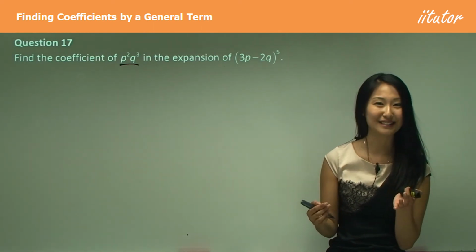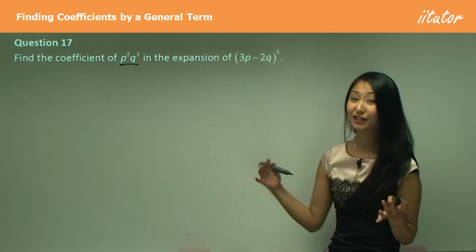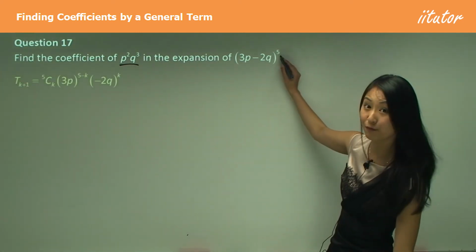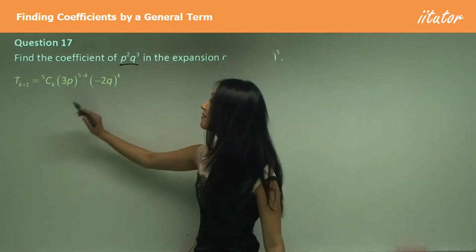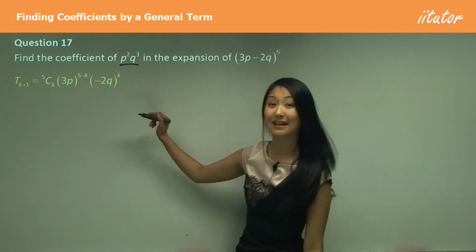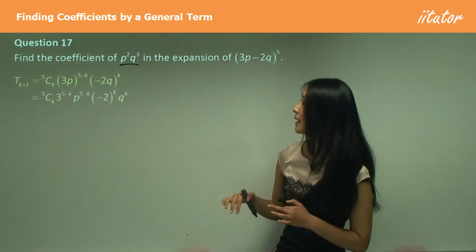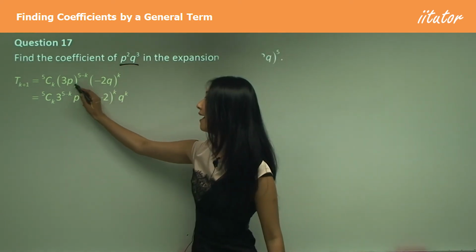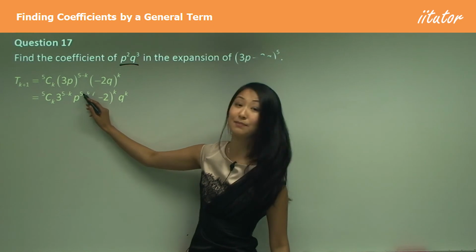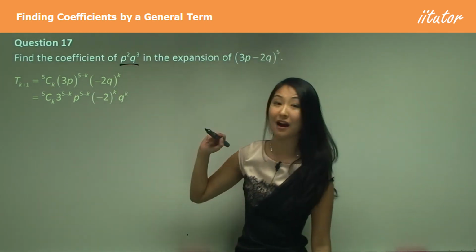Well, it's actually really simple. We only just choose one or the other. So I'll show you what I mean. So we start off with a general term again. That's to the power of 5. So we have 5ck, (3p) to the power of 5 minus k, and (negative 2q cubed) to the power of k. I always make sure that we separate the number and the p there. So 3 to the power of 5 minus k, that's p to the power of 5 minus k. Minus 2 to the power of k, q to the power of k.